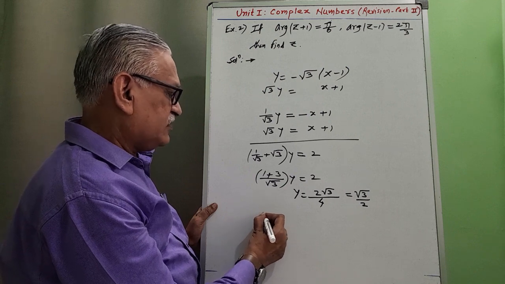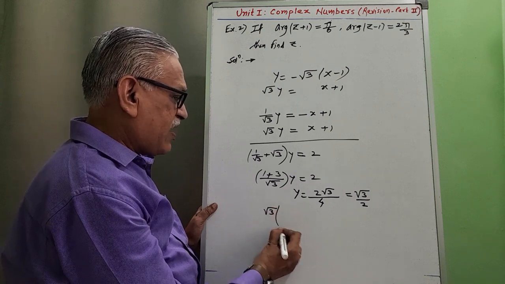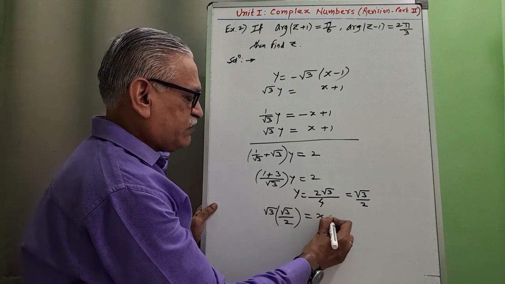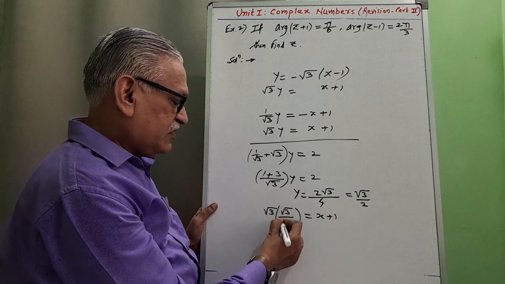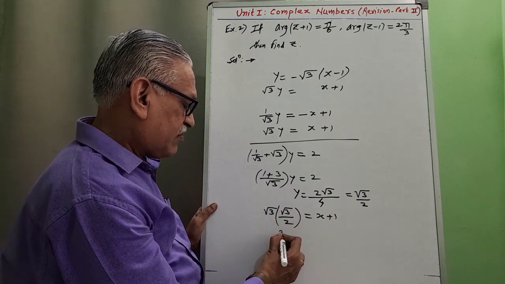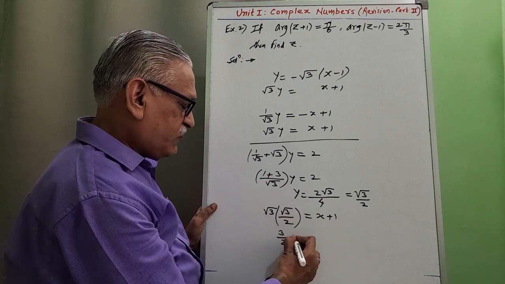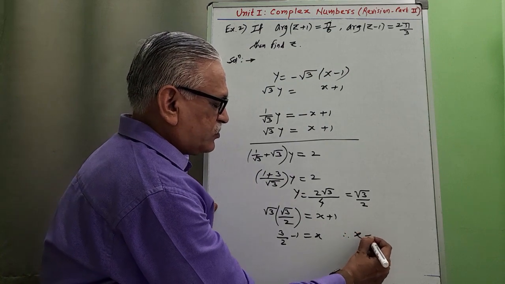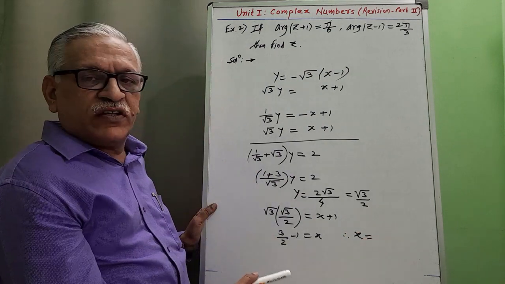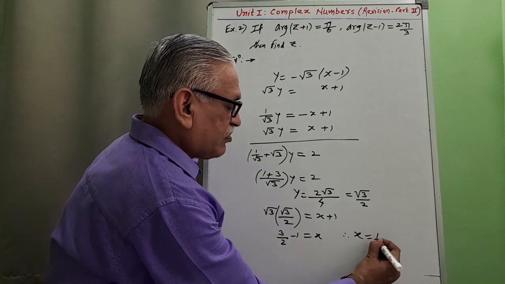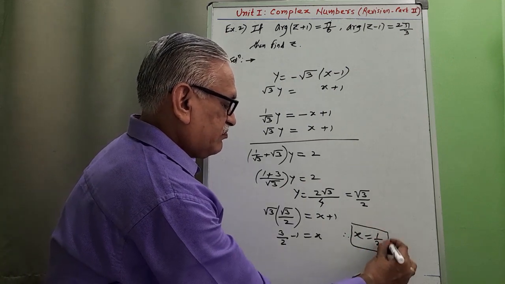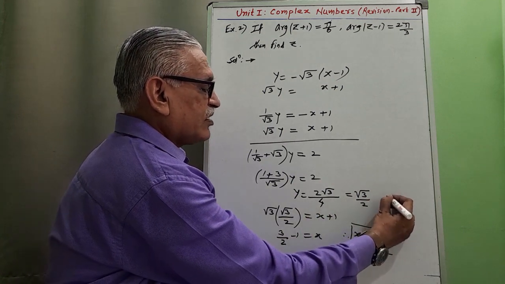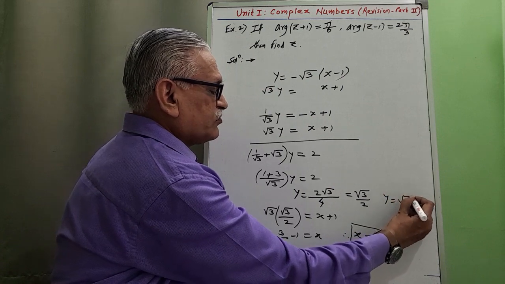equation, we get square root of 3 into y, y is root of 3 divided by 2, and that is equal to x plus 1. This one is 3 by 2 minus 1, and that is equal to x, and therefore we get x is equal to 3 minus 2, that is 1 by 2. And y as root of 3 divided by 2.